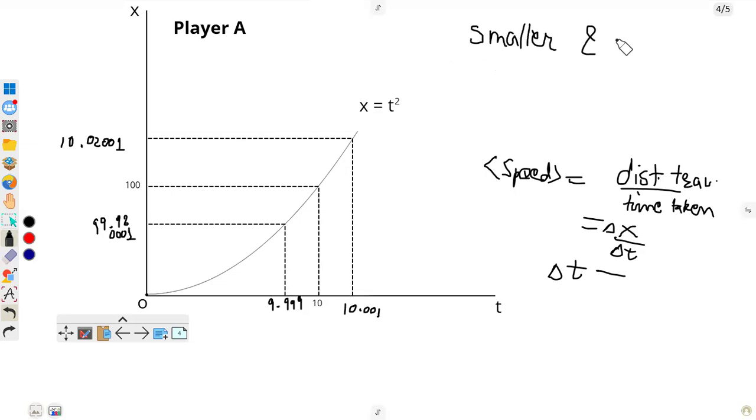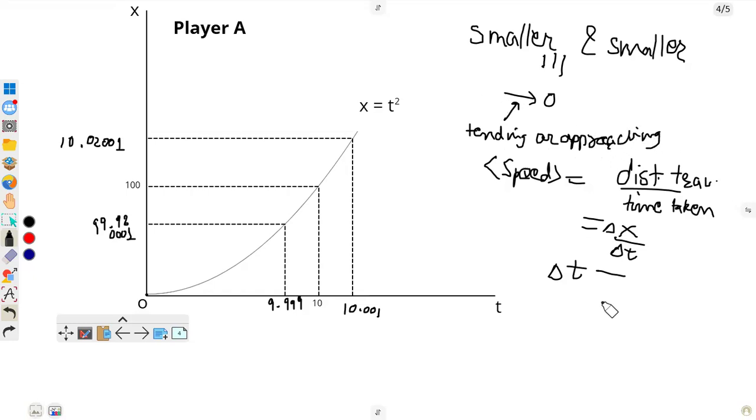Smaller and smaller is equivalent to saying tending to zero. This is the symbol for tending or approaching. So as our delta t tends to zero, our approximations were better and better. As smaller as it got, approximation got better and better. So now let us see that this is actually our delta t.